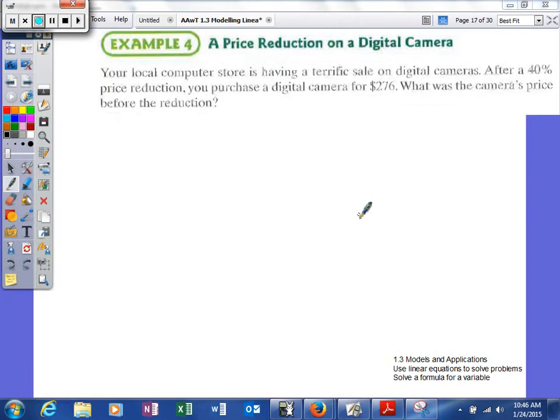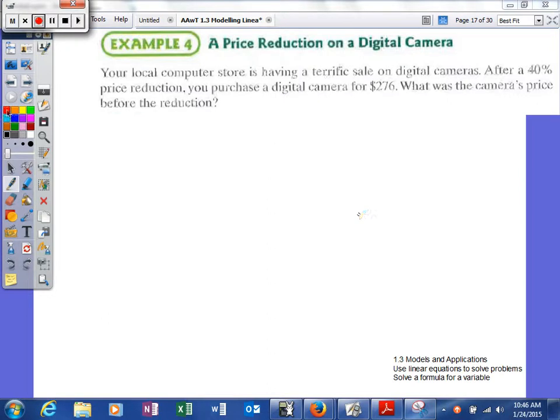Alright, our next example looks like this. It says a price reduction on digital camera. Your local computer store is having a terrific sale on digital cameras. After a 40% price reduction, you purchase a digital camera for $276. What's the camera's price before reduction?